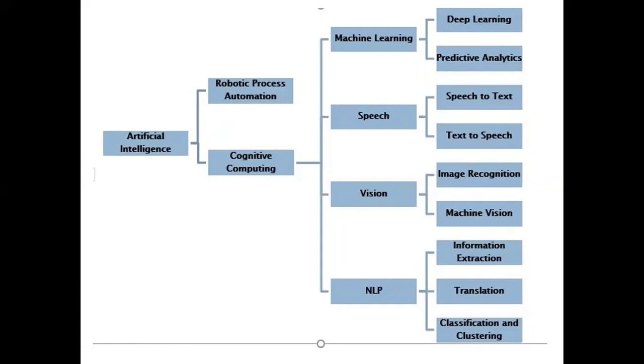The other one is cognitive computing. And in cognitive computing, we have four major categories: machine learning, speech, vision, and NLP, natural language processing. Each of them is again divided into different segments. Machine learning is deep learning, predictive analysis. Speech is speech to text, text to speech. Vision is image recognition, machine vision. And NLP is information extraction, translation, and classification and clustering.